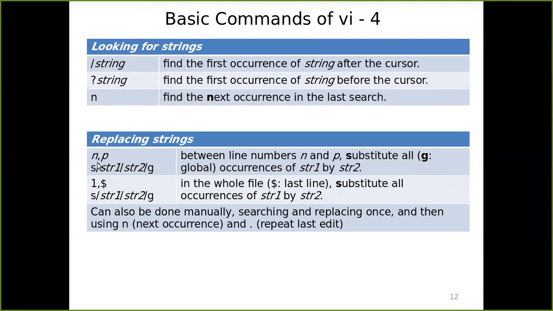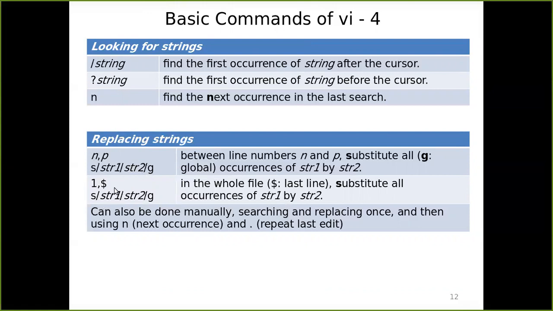And replacing string we have seen. NP means line numbers actually. So 1 comma dollar or 20 comma 30, like that we have seen. S is substitution, then string one, the search string, and then the replacement string. And global, you know the difference of global actually. Global means it will replace all the occurrences. Without the global, it will only replace the first occurrence actually. So you should be remembering that.